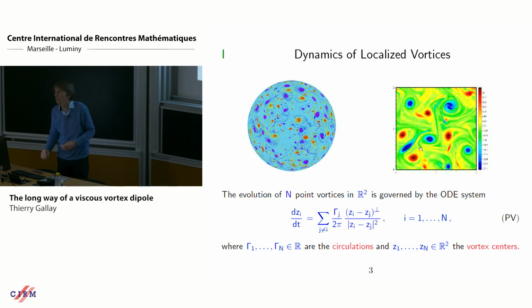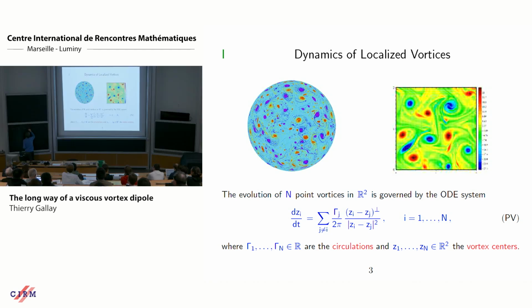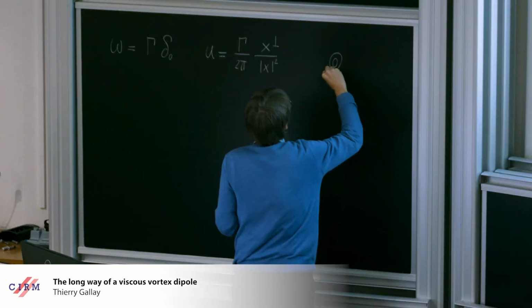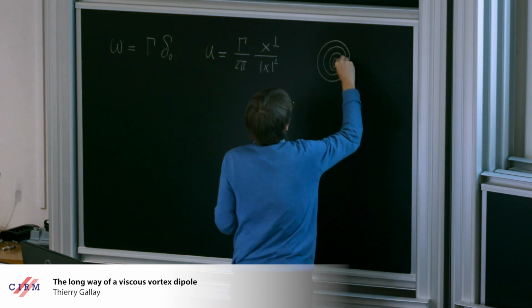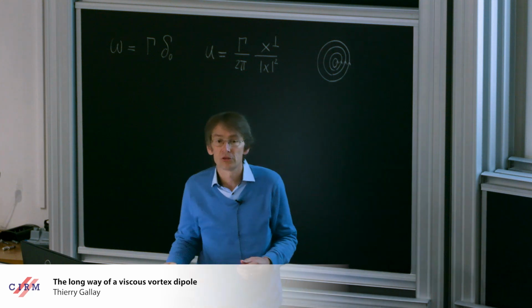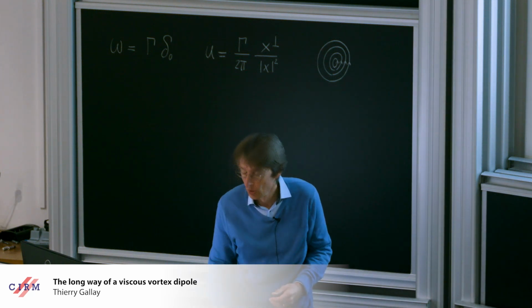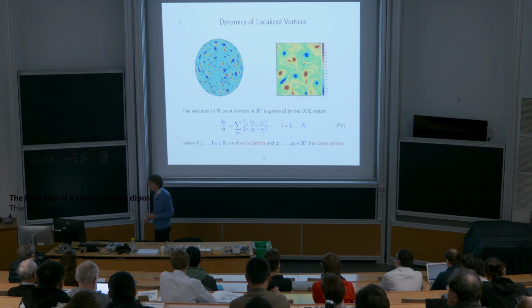You will get different formulas, but for me, it will just be gamma over 2 pi, x perp over modulus of x squared. So this means that the streamlines are concentric circles centered at the origin, and along these circles, the velocity is 1 over the distance to the origin. This is just a point vortex, okay? So if you have only one point vortex, nothing happens. I mean, it stays where it is. This is very sad, okay?